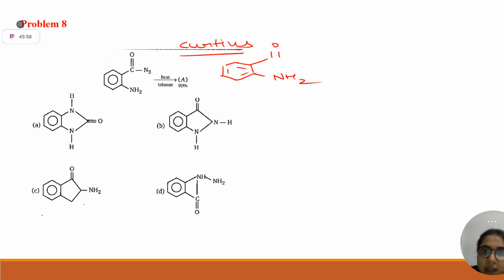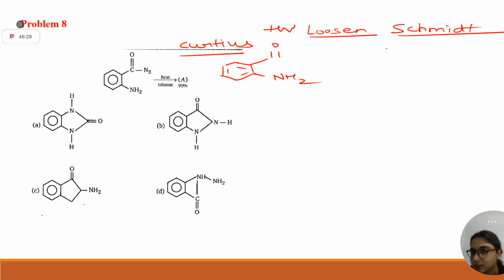In nitrene chemistry, you have four name reactions. Hofmann we have covered. This is Curtius. Two other name reactions, can anyone tell me, based on nitrene? Hofmann and Curtius are done. Two name reactions are also there: Lossen rearrangement and another is Schmidt. Yes, ma'am. Homework is to study these two reactions also and their mechanisms.